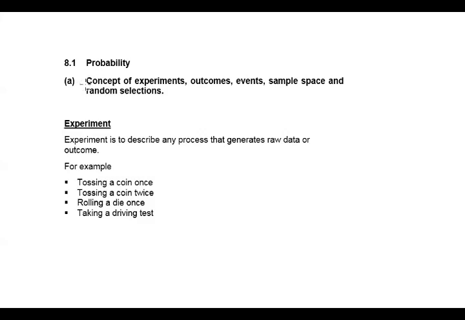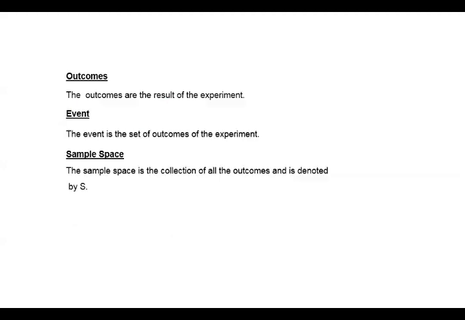In this lesson, we are going to discuss the concept of experiments, outcomes, events, sample space, and random selections. Experiment. Experiment is to describe any process that generates raw data or outcomes. For example, in the experiment of tossing a coin once, tossing a coin twice, rolling a die once, and taking a driving test.